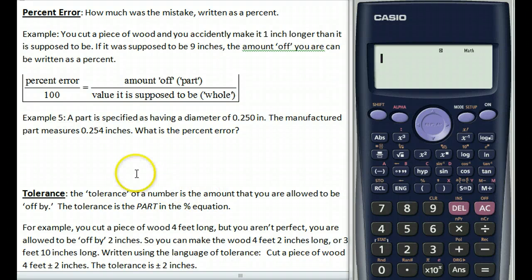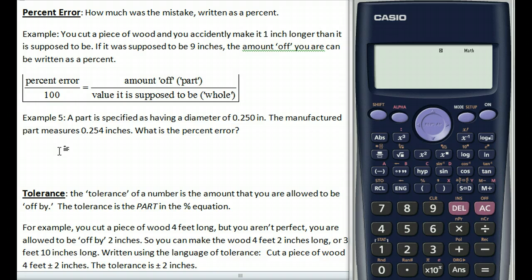I ended the last video going through percent error and describing how to figure out the percent error if you're given how much off the pieces that you were cutting. So that was this first one, 1 inch longer than it was supposed to be. But normally you're actually given a problem like you have in example 5, which is a part is specified to have a diameter of 0.250 inches. The actual part measurement is 0.254 inches. What is the percent error?